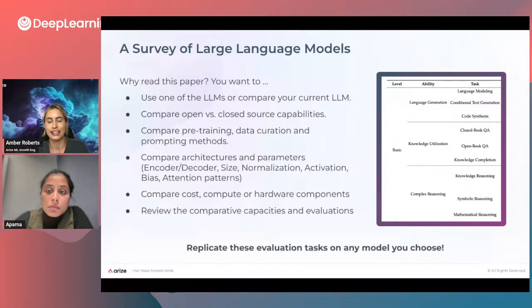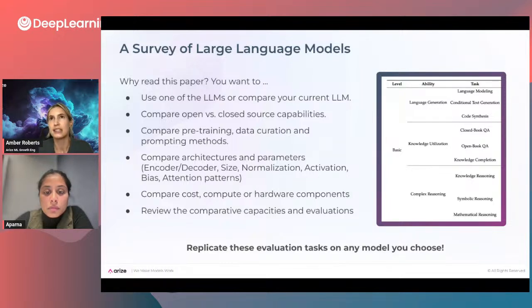And even though these don't go in depth into the architectures, they do mention which models are encoder-decoder or decoder-only, and the size and different parameters. So you can see that side by side for those comparisons.